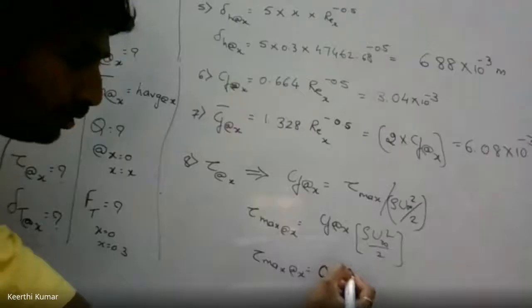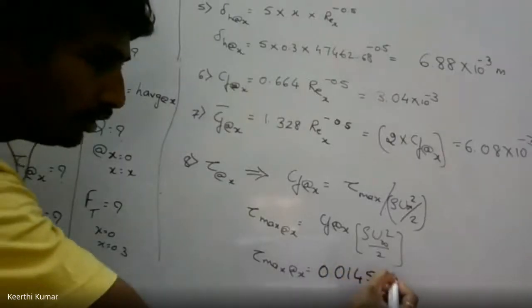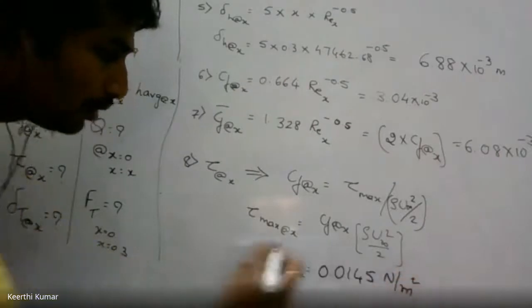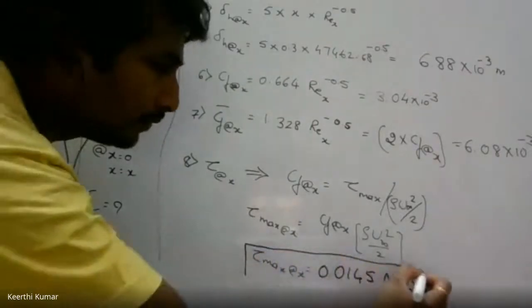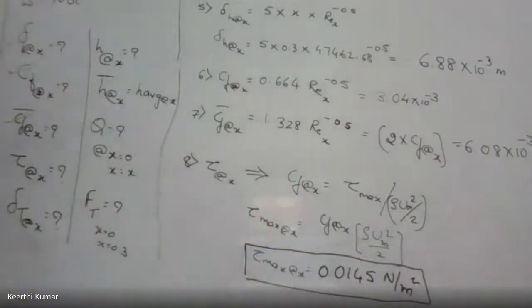Can anybody tell? 0.0145 Newton per meter square. Units are important here. So what is clear now? We have cleared the fourth unknown.